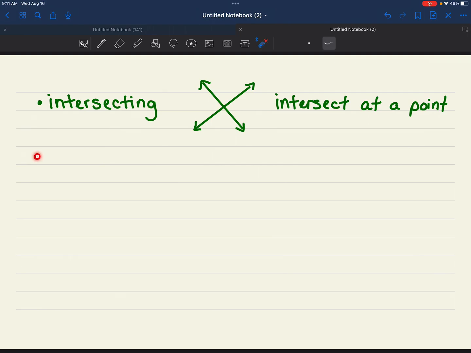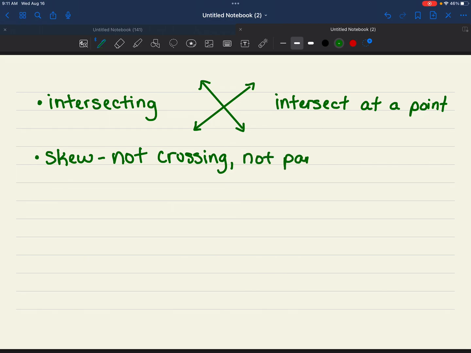Okay, last one on lines is going to be skew. Now, skew lines are kind of hard because you have to think about it like three-dimensionally. I'm going to draw it, but it doesn't really make sense when I draw it because, again, I can't draw in 3 dimensions on here. But skew lines are not crossing. They're also not parallel. And they're not even on the same plane.